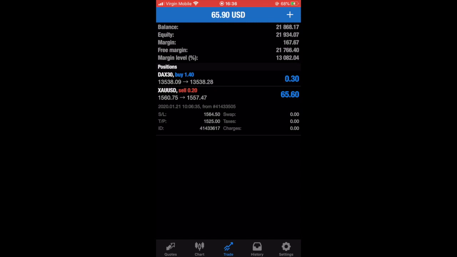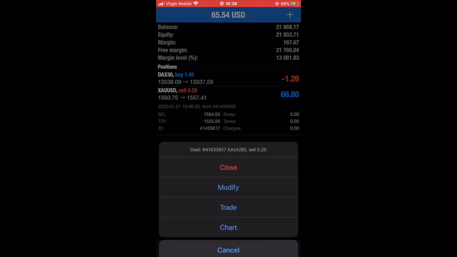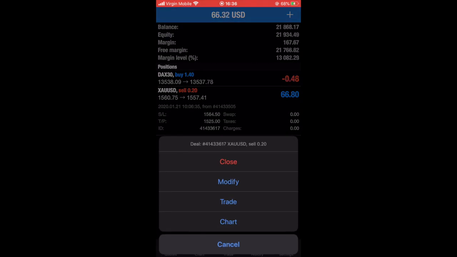This ensures that if the market was to retrace or turn around, you would not suffer a loss and would have taken partial profits on that trade. This is known as trade management. To do this, simply hold down on the trade on your trade screen and you will have the option to close or modify. Firstly, let's go to close.